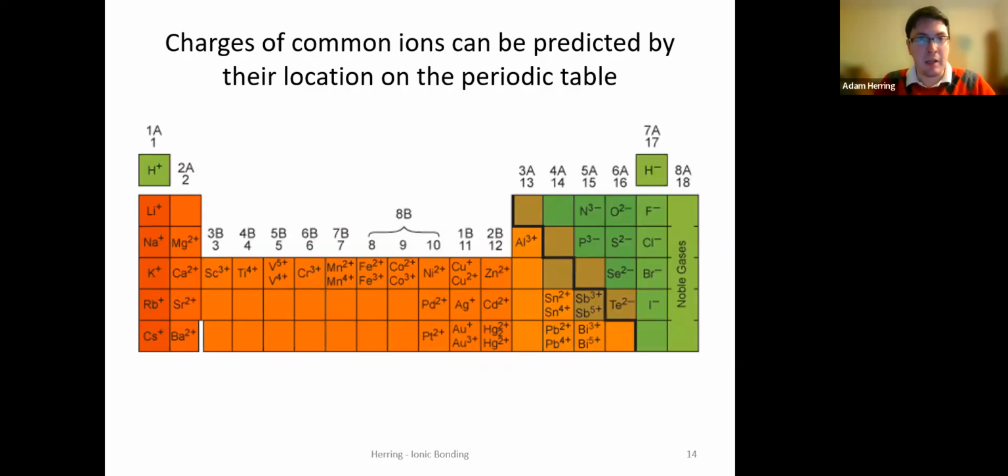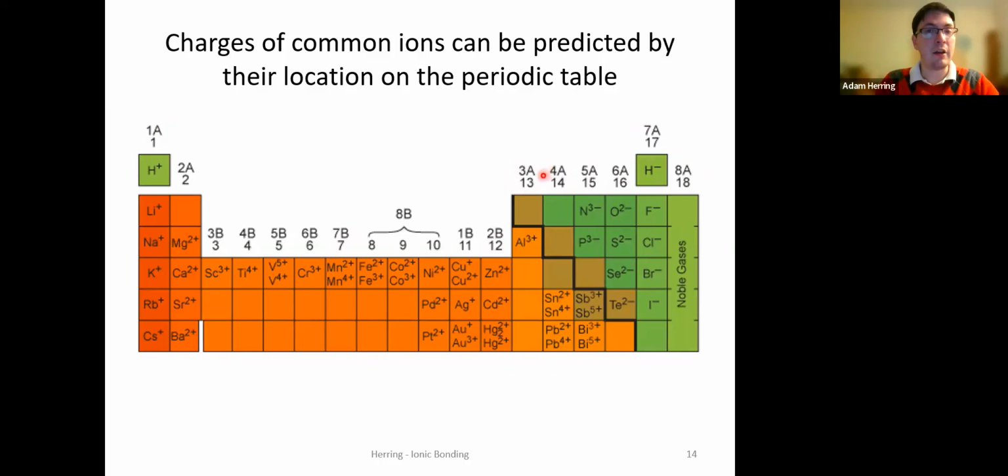We can use the periodic table to help us know what charge a given element tends to make. You can see in this version of the periodic table, there are 2 numbering systems that are used. There's the A numbering system. We have 1A, 2A, 3A, 4A, 5A, 6A, 7A, and 8A. And those are the main group elements.